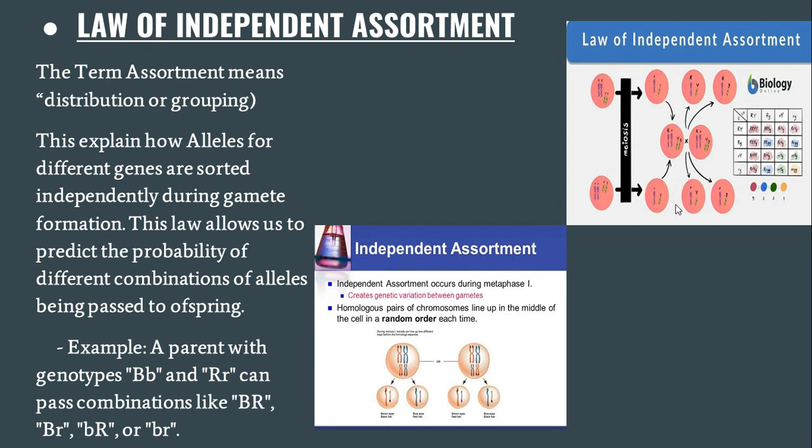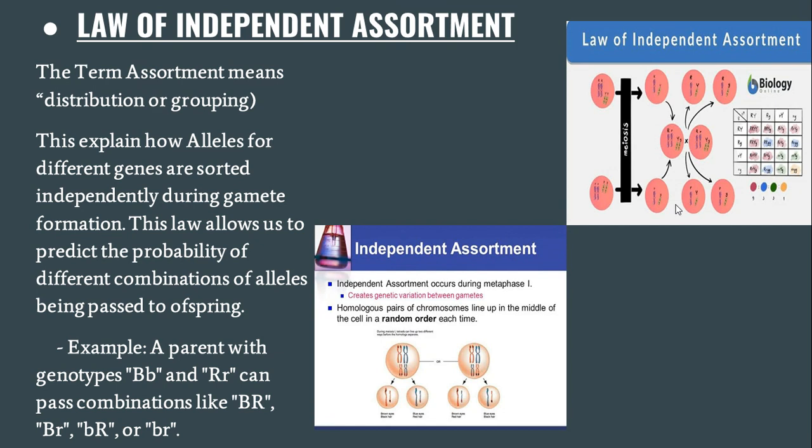So this explains how alleles for different genes are sorted independently during gametes. That means they are grouped, they are distributed during gamete formation. This law allows us to predict the probability of different combinations of alleles being passed to offspring.